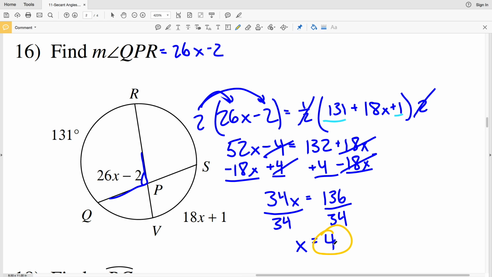Now that I know that x is 4, I'll take that value of 4 and plug it in for the measure of angle QPR, that equation of my angle that contains the variable x. So that'll be 26 times 4 minus 2. 26 times 4 is 104, and when I subtract 2, I'll get 102 degrees for the measure of angle QPR.